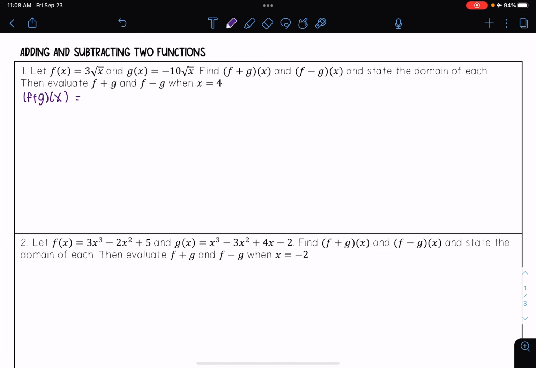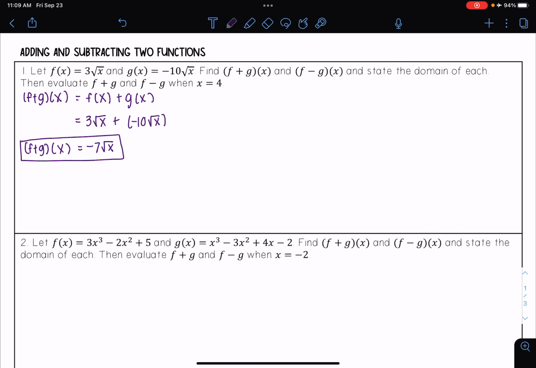Well, we learned in our definition above that f plus g of x is equal to f of x plus g of x. Well, f of x is equal to 3 root x, so I get 3 root x plus g of x, which is negative 10 root x. And here I have like radicals. They're both square root of x. So that means I can just add those coefficients. So 3 plus negative 10, I get negative 7 square root of x is equal to my f plus g of x.